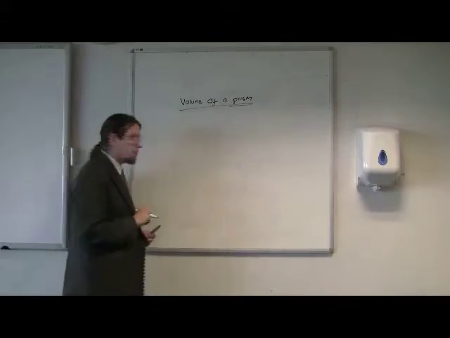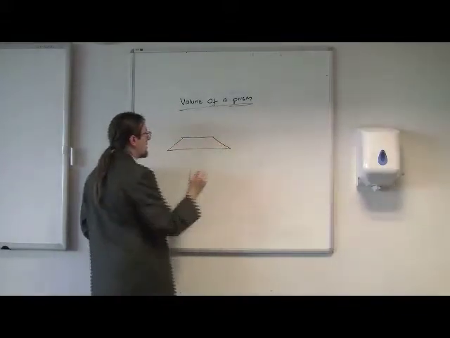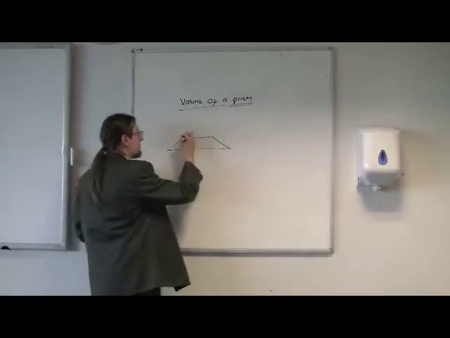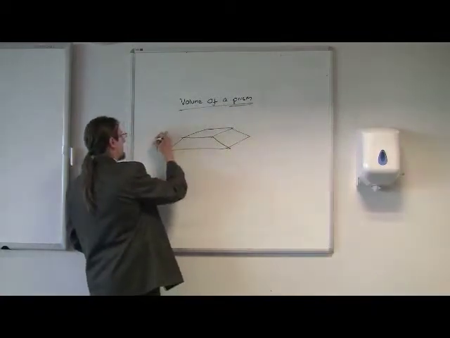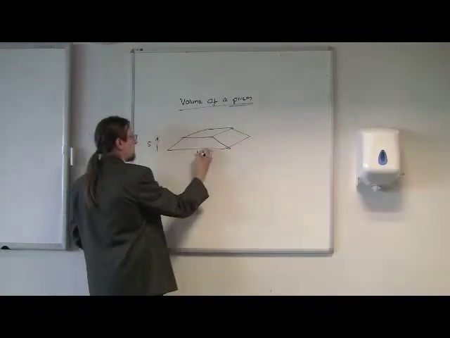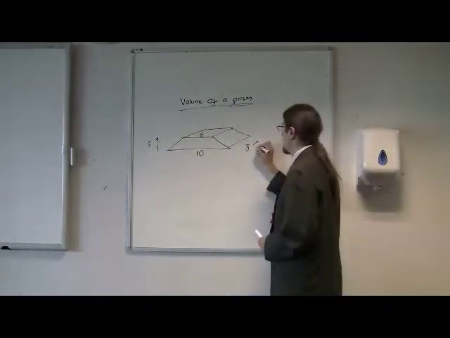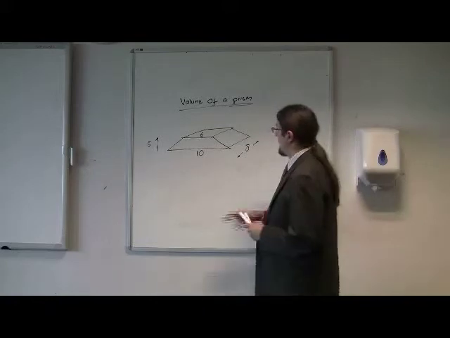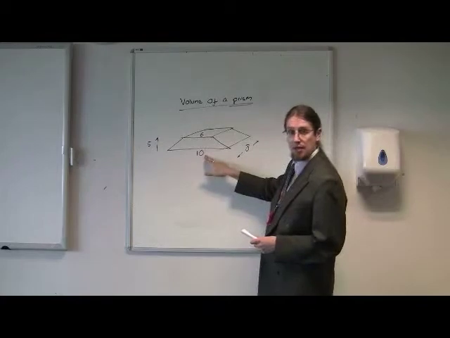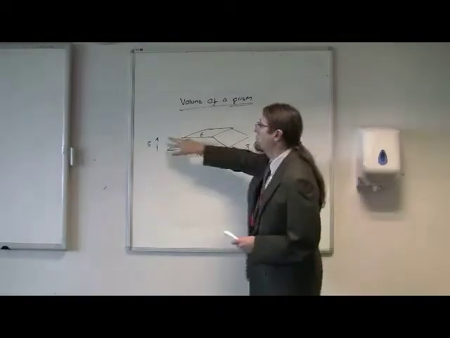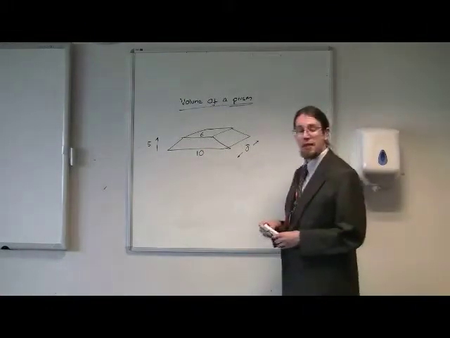Let's have a look at a more awkward shape. This is going to be a trapezium. It has a top side of 6, a base of 10, a vertical height of 5, and it goes back 8.